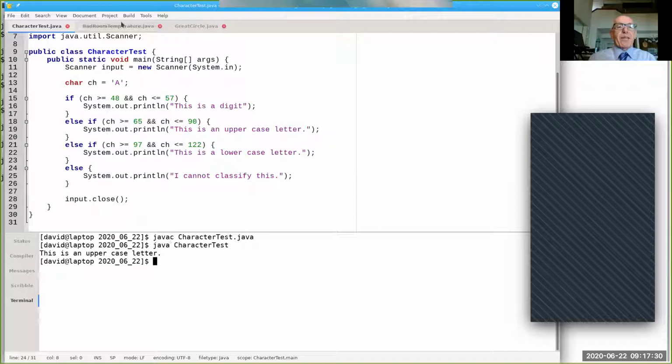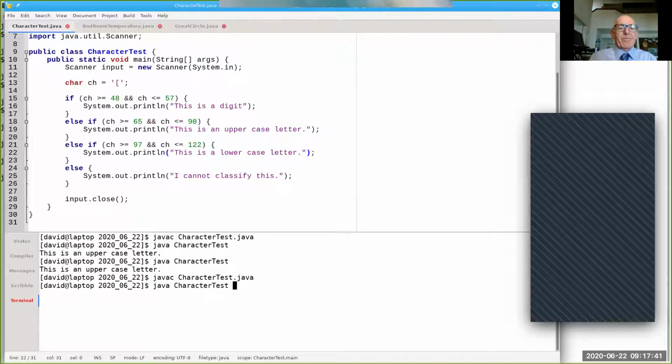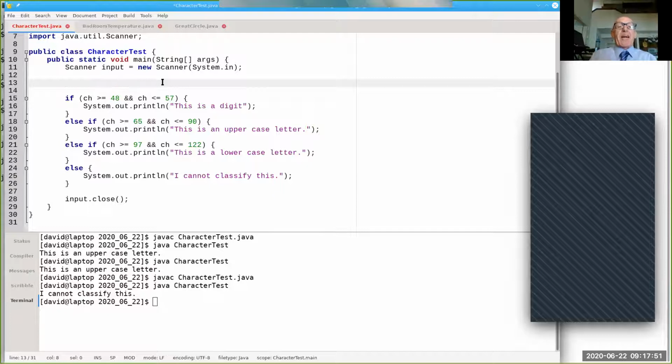And sure enough, capital A is an uppercase letter. If I put in a square bracket and rerun it, I cannot classify this. Now, instead of having to change this, I'd like to be able to read a character one at a time. Here's a question: how can you do that?